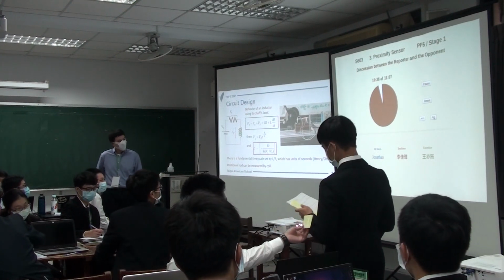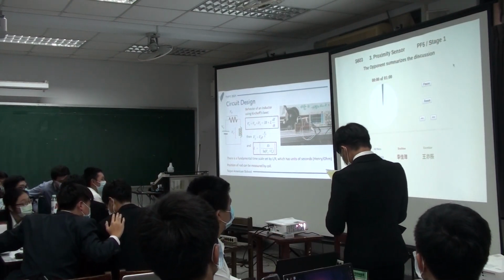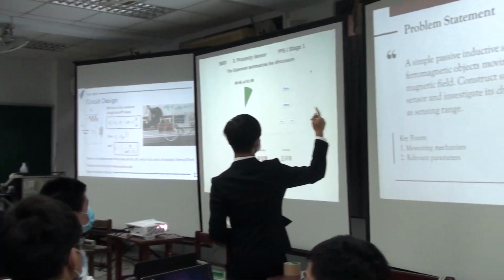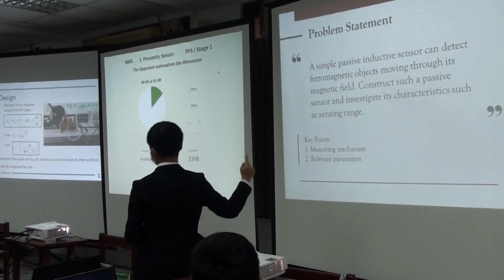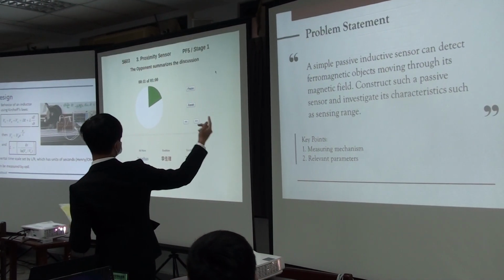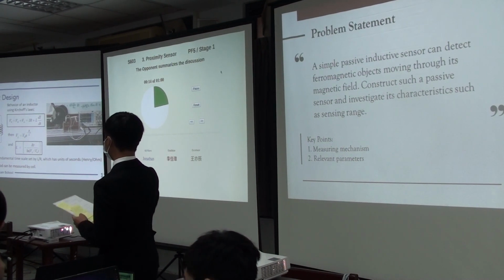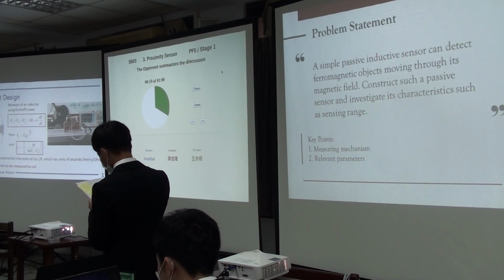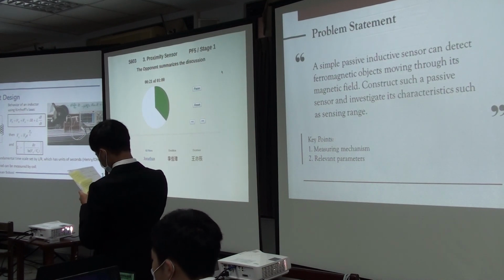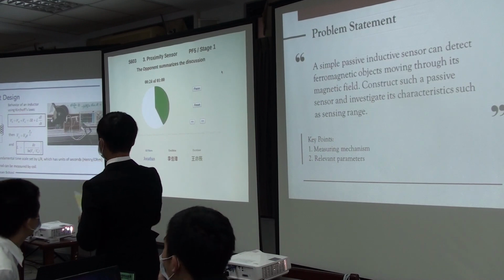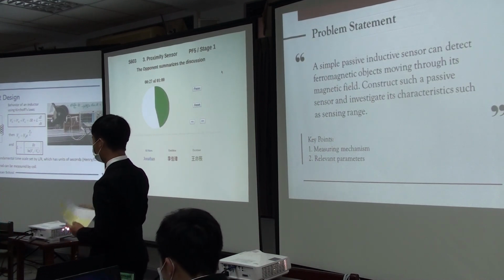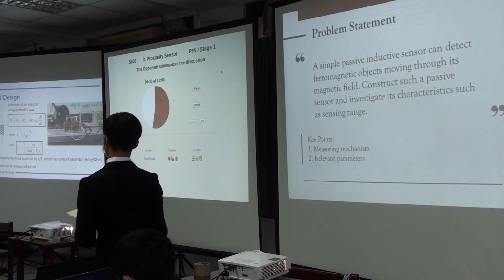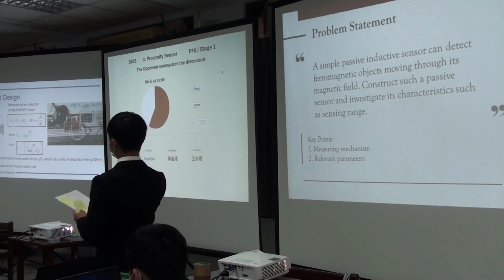So you want 1 minute to summarize the discussion? First, the problem statement says we need to construct a passive inductive sensor, but I think the report didn't consider this because it input the voltage into the coil or its system. So I think it's not passive. And then I think the report should do more experiments like the velocity changing or the other materials, and it will be better for their report.